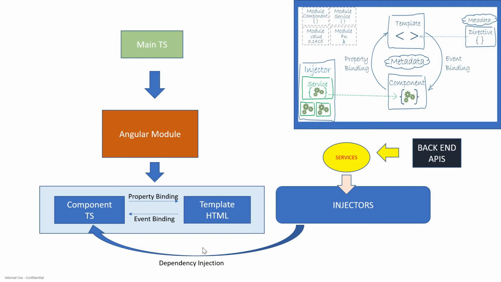So we have particularly different APIs and all we have from the backend. The component will ask the injectors, do we have this service instance? Then the injectors will check in the providers whether we have a blueprint for this or not. If we have a blueprint, it will instantiate and give it to the component. So this is the process.